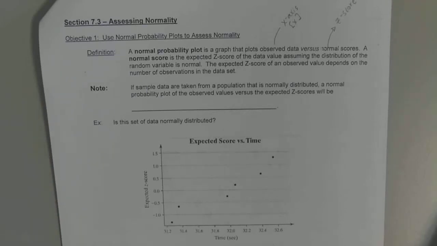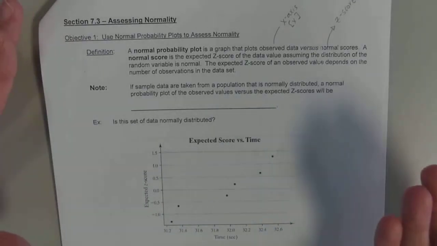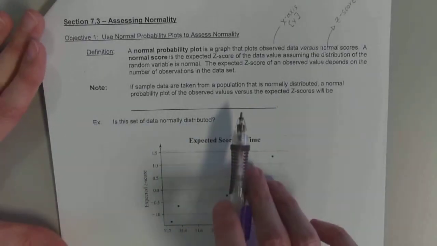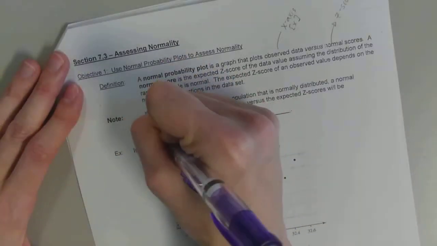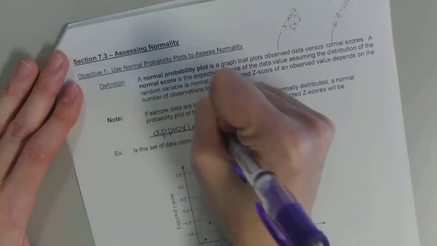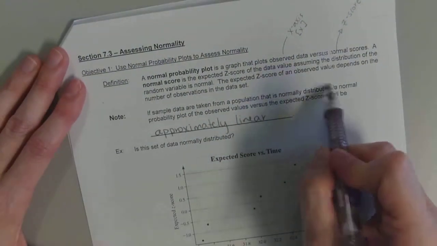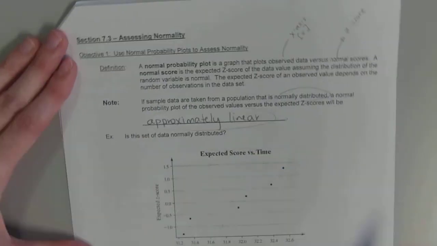So that's the plot. Why do we care about it? Because if we take the sample data and make a normal probability plot, it will be approximately linear if it's approximately normal. So hold on, let me write it down and you can write it. So it will be approximately normal if it's linear, okay?